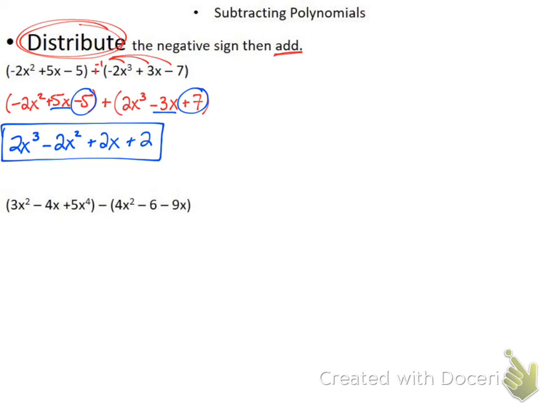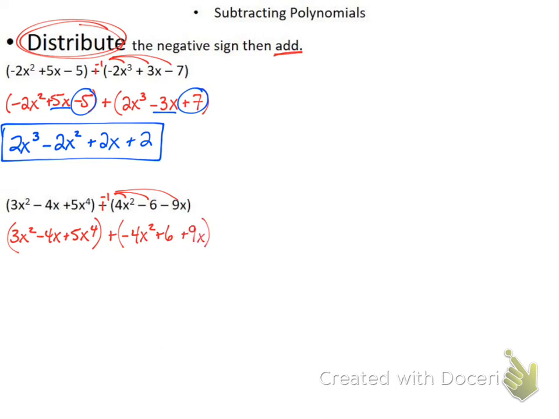With the last one, again, same thing. Change this to be like plus a negative 1 since I'm subtracting, and then go ahead and distribute it into the second parenthesis. I get 3x squared minus 4x plus 5x to the fourth. Then when I distribute, I get negative 4x squared plus 6 plus 9x.